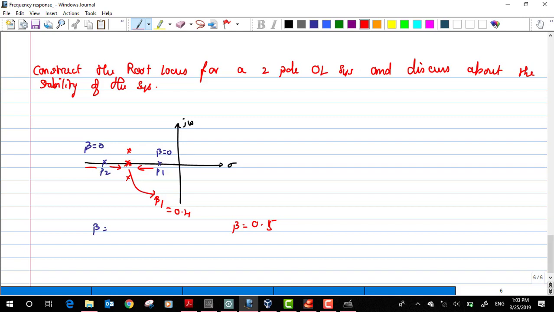But what if I have beta equals 0.9 or something? How do they move further? Will they travel this way or this way? So this is 1, 2 and 3. Which among these 3 paths would these poles take? Towards the jω axis. Okay, one of the answers is 1. The other answer is 3.